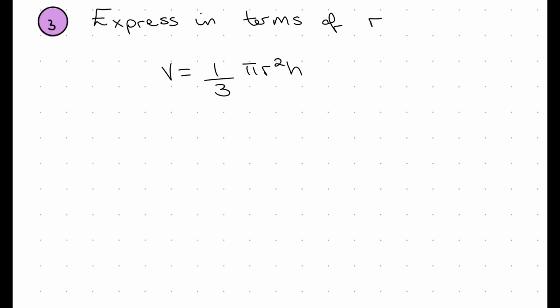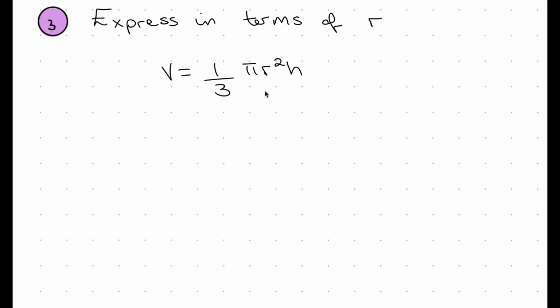Question 3 here, we're being asked to rearrange the equation to express it in terms of r. So we want to get r on its own. So we're going to look at undoing everything around it. So I've got this 1/3, and it's 1/3 multiplied by all of that.